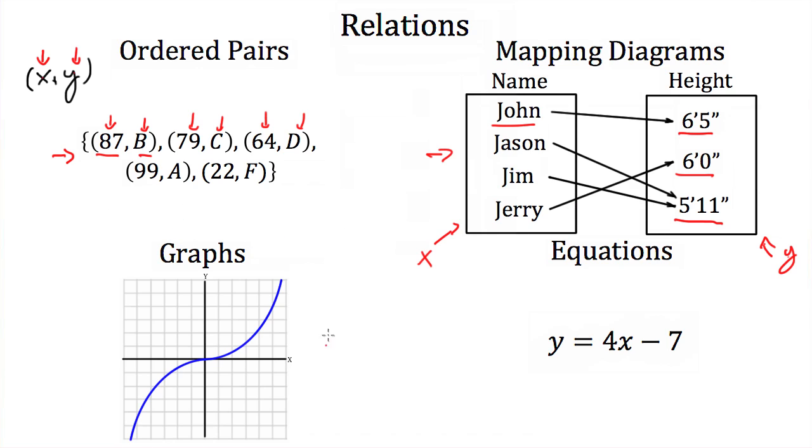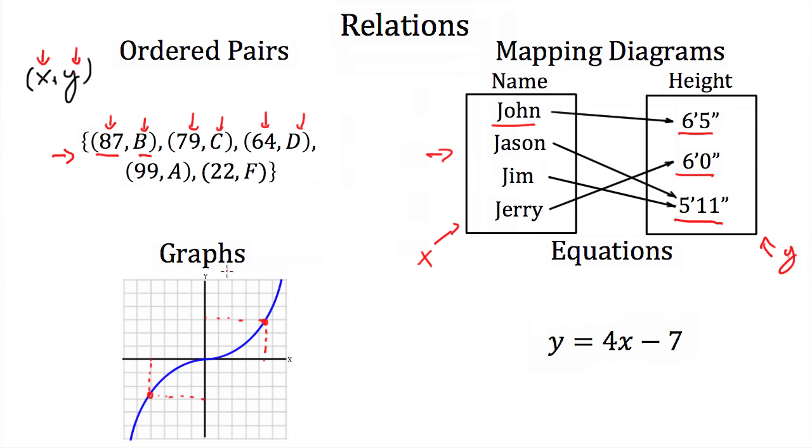Another way to show a relationship is to use a graph. Here, this blue line shows our relationship. For every x value we have, we end up with some y value. For each different x value, we end up with some different y value. So this graph shows our relationship.